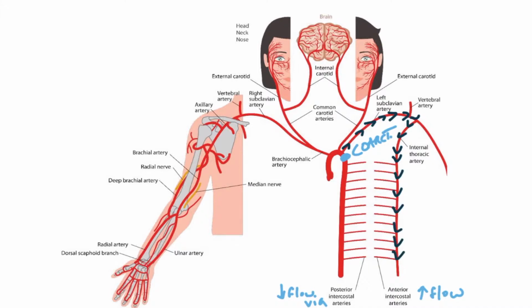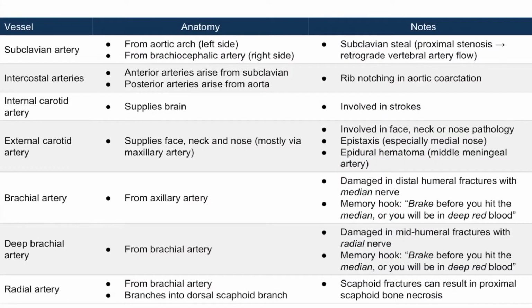In fact, the left subclavian and the internal thoracic arteries actually get engorged, so their high pressure will lead to retrograde flow through the anterior and posterior intercostal arteries before reaching the descending aorta. And all of this engorgement of the posterior intercostal arteries will lead to rib notching. Going back to our table, with regard to the intercostal arteries, just remember there are anterior and posterior intercostal arteries. In aortic coarctation, there will be rib notching.